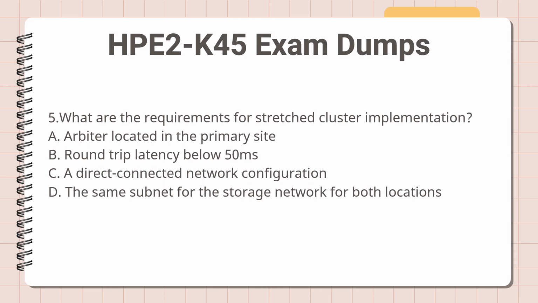A. Arbiter located in the primary site. B. Round-trip latency below 50 milliseconds. C. A direct connected network configuration. D. The same subnet for the storage network for both locations.